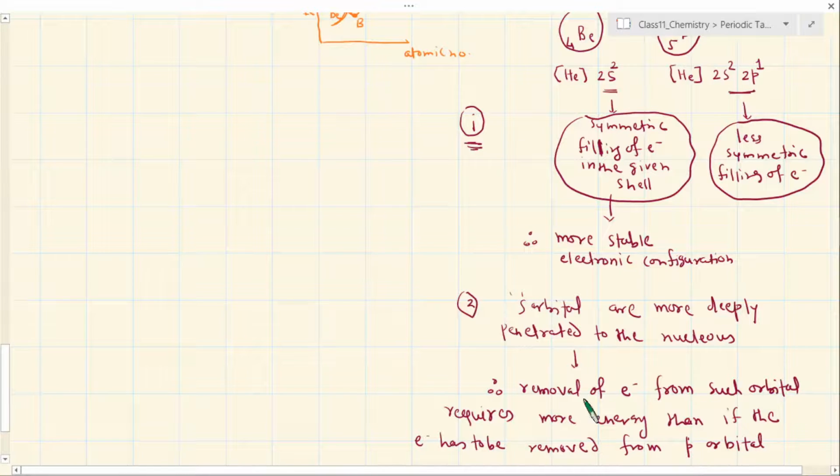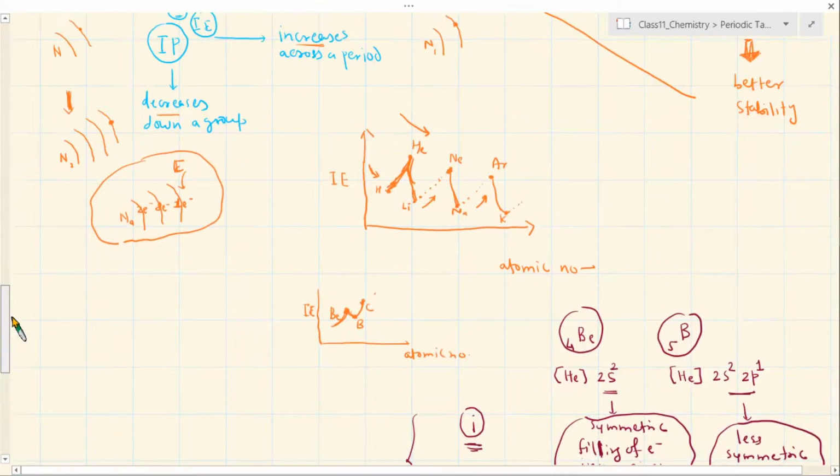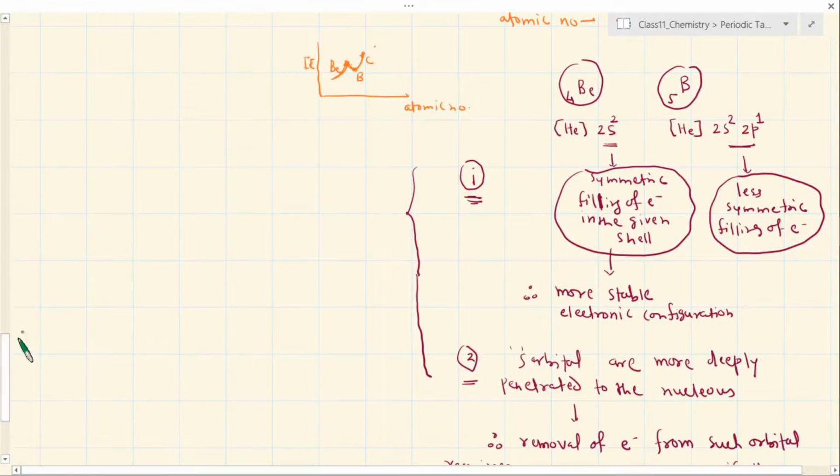Right now we are comparing s versus p. Which orbital is holding the electron more tightly? The electron in the s orbital will be held more tightly than in the p orbital, so it will be easier for the electron to be removed from the p, therefore ionization energy here will be less. So these are the two factors. You can enlist many things, but at least these two factors are easily summarized as the prominent factors for explaining why beryllium has a higher value of ionization potential than boron.